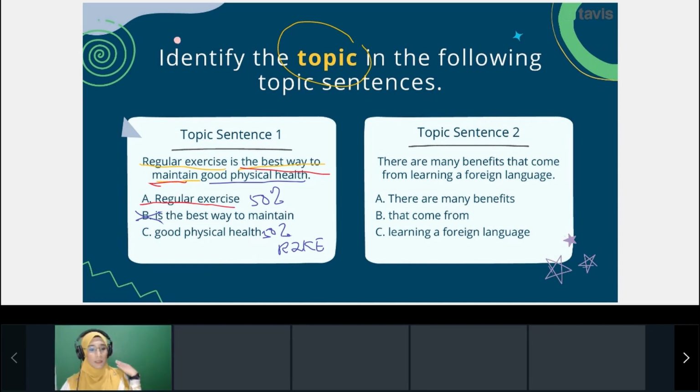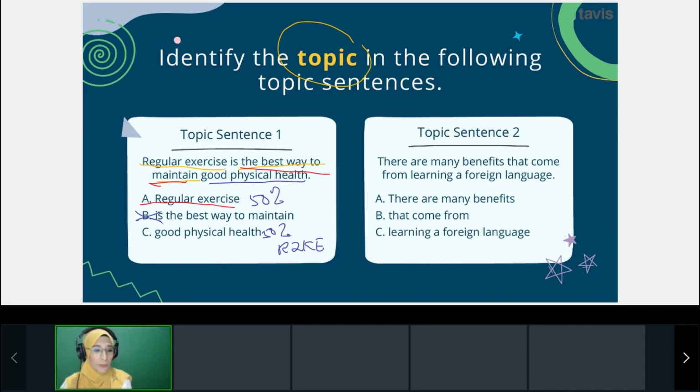Give a tap on your shoulder. All right, not a standing ovation. If you want to do a standing ovation, up to you. As long as you have the space, standing ovation. So regular exercise is your topic.